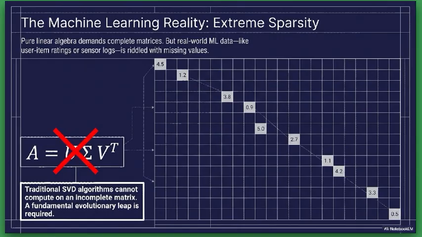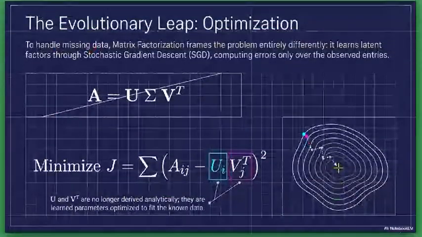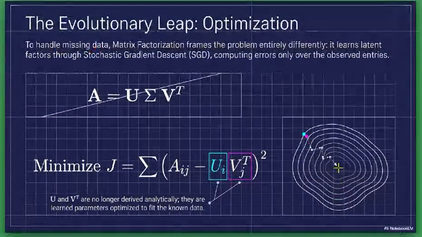But wait, I need to make sure I'm wrapping my head around this. If 99% of my Netflix matrix is blank, isn't the algorithm just making wild guesses based on almost no data? It sounds like it, sure. How is that statistically sound? We just give up on solving the equation and have a computer guess and check its way to an answer based on 5 movie ratings. Well, it sounds like wild guessing, but it's actually highly structured navigation.